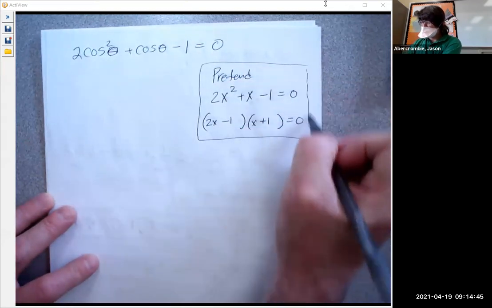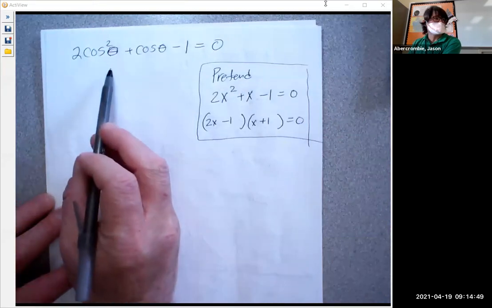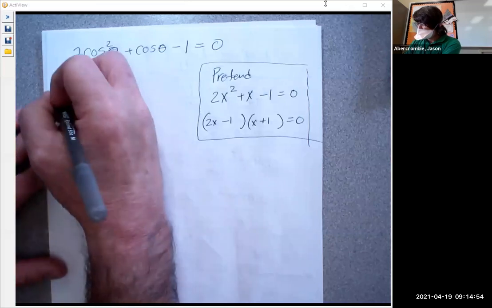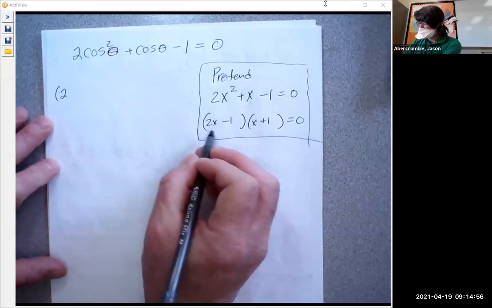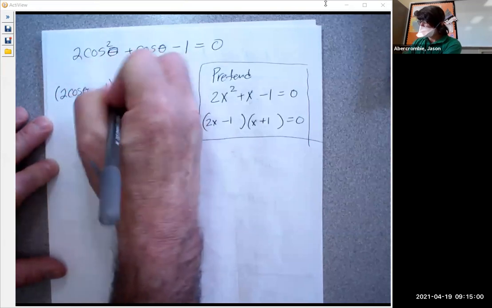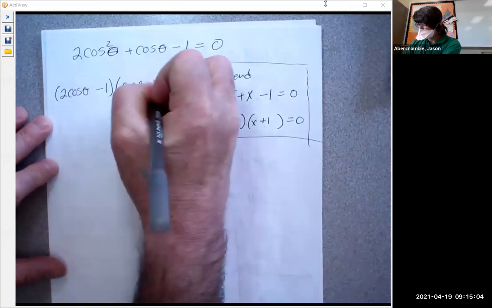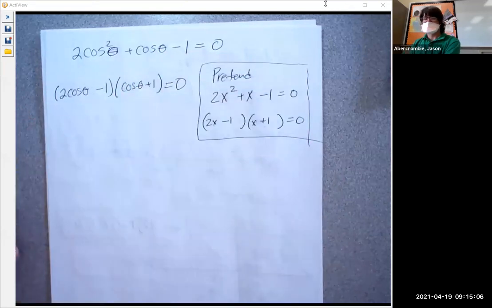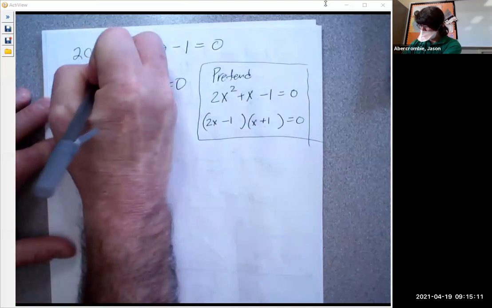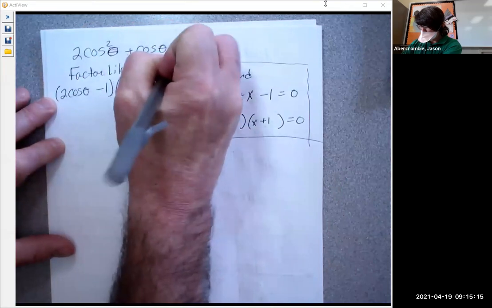What it's telling you is if you replace the x with cosine, you could factor this the exact same way. You could say, this is going to be 2, not x, 2 cosine theta minus 1. And this is going to be cosine theta plus 1. So basically factor like a quadratic.